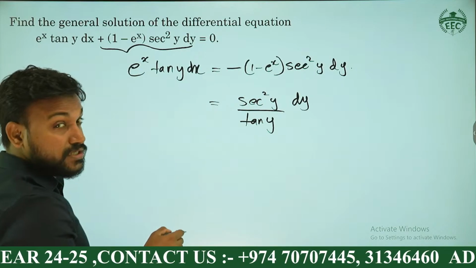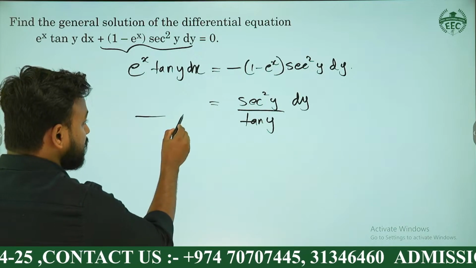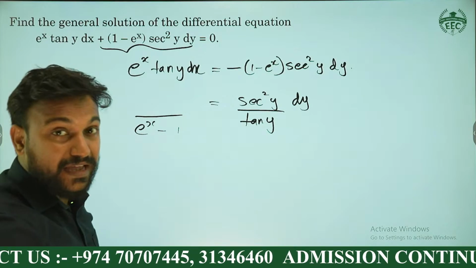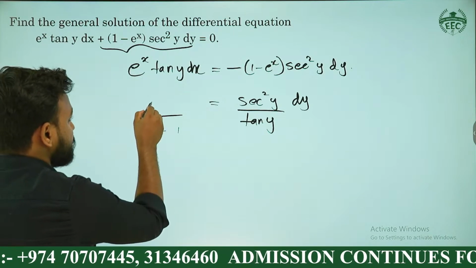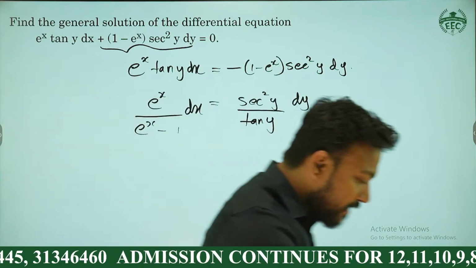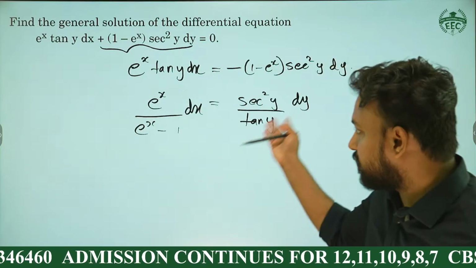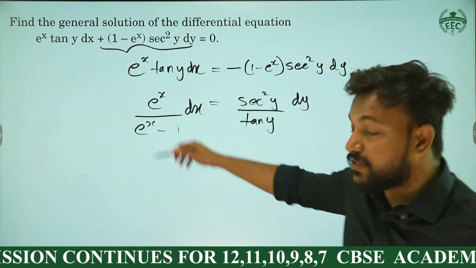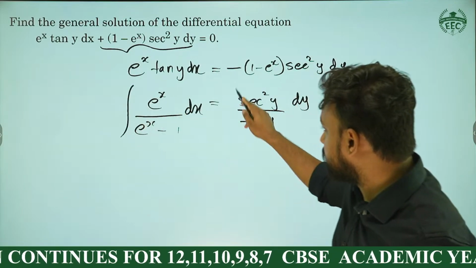That is e raised to x minus 1. I'm taking that to this side. It will become the denominator of the left side, e raised to x minus 1. And here on the left side e raised to x is already there, and dx. Now you can see I separated the variables on the left side and right side of that equation. Did you get it? Then I'm going to integrate both sides.